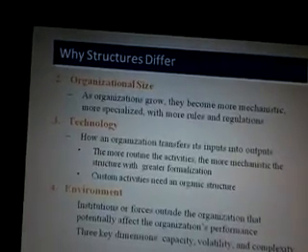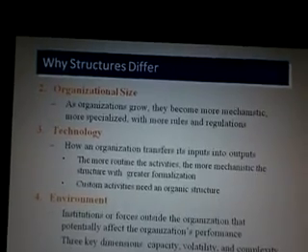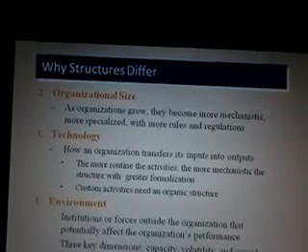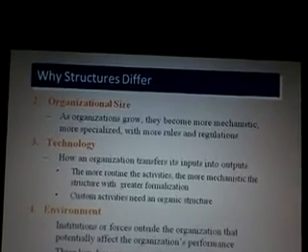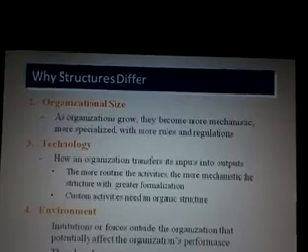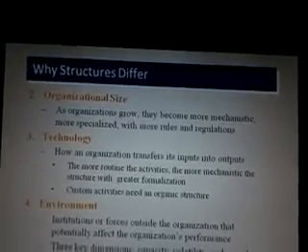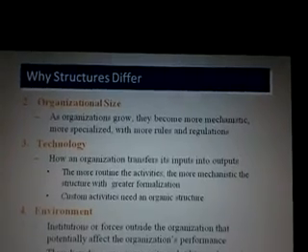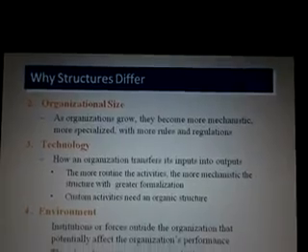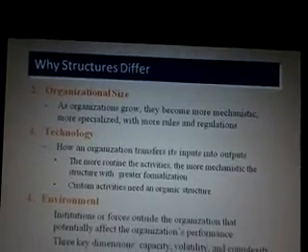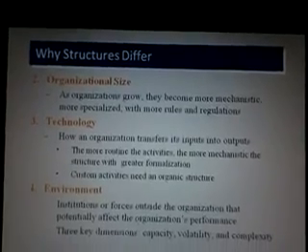Technology: custom activities need more organic structure. You can't get that stability in your organization that you need for a mechanistic structure, so you've got to stay organic if you're going to have custom activities. The more routine, again, the more stable everything is, the more mechanistic you're going to be. And then finally, the environment. If the environment's changing, again, organic is best. If you have a stable environment, you're going to want more mechanistic. You can gain efficiencies through a mechanistic structure if you have a stable environment.